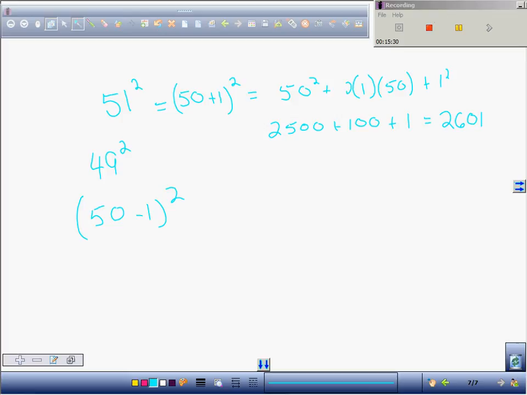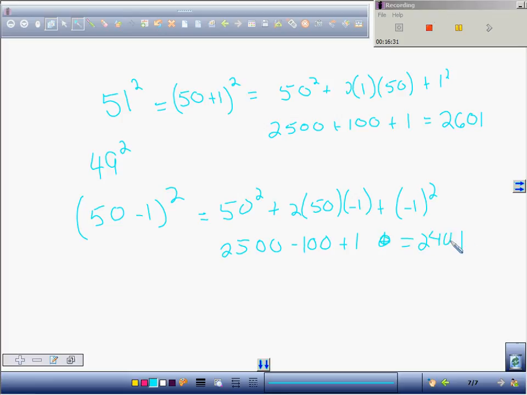2,400. Right? And now add 1. We have to add one. 2,401. See the way you get that? Because this is 50 squared, right? 50 squared plus 2 times 50 times negative 1 plus negative 1 squared. So altogether, I get 2,500 minus 100 plus 1, which equals 2,401. It's just kind of a trick to do things in your head.